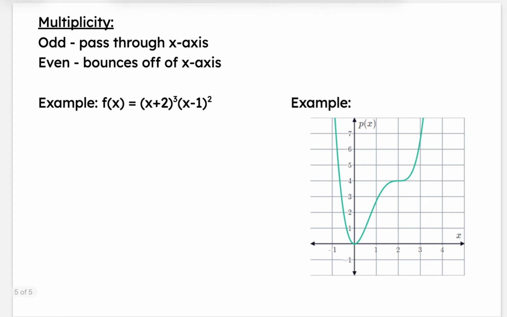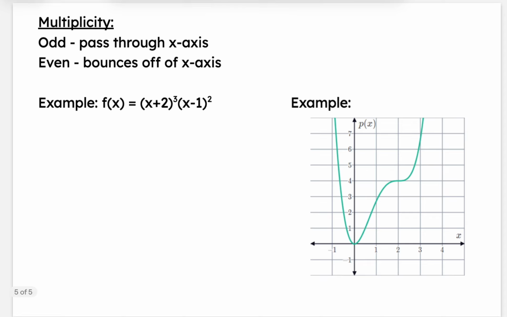Okay, so our last example here is multiplicity. So multiplicity means that if you have a repeated 0, your graph is potentially, if it's an even number of zeros, then that means your graph is going to bounce off of the x-axis or turn around and head back, not pass through. So odd multiplicity means it passes through the x-axis. Even multiplicity means it bounces off of the x-axis.